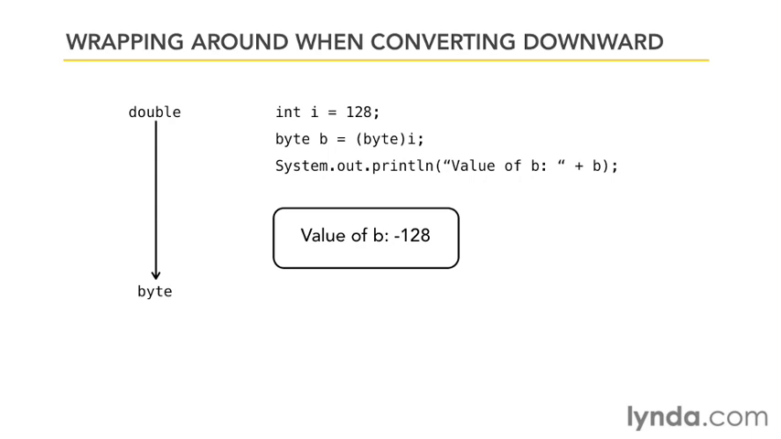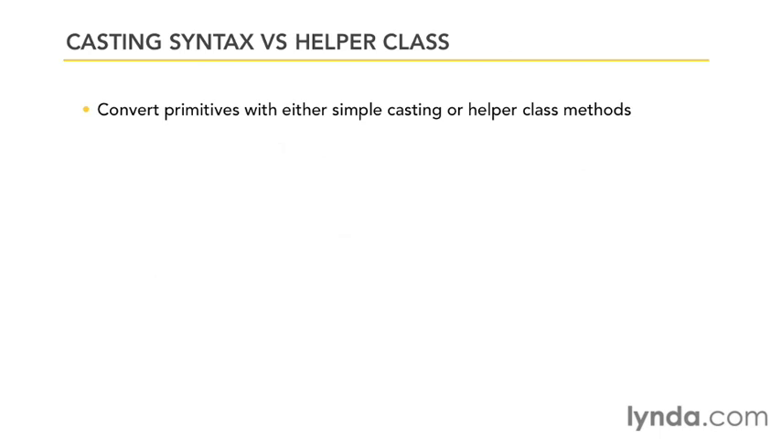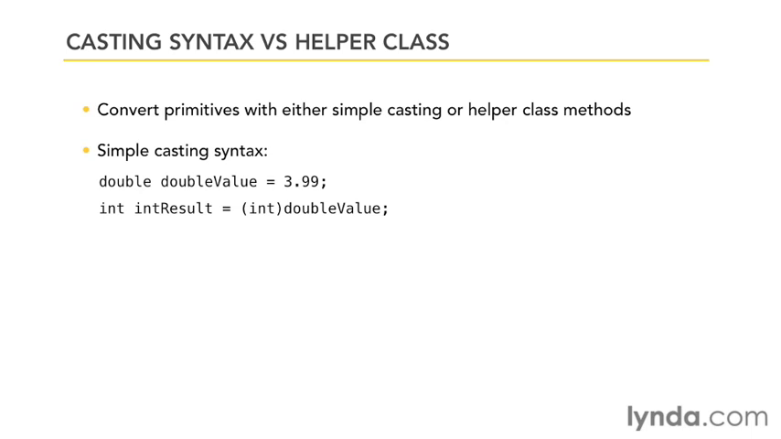You'll see this sort of conversion, this wrapping around, whenever you try to convert a value downward from one data type to another. Finally, in the discussion of converting numeric values, it's worth mentioning that there are two possible ways of doing it. When you're converting between primitive data types, you can either use this casting syntax that I've shown, or you can use those helper classes, the double class, the byte class, the integer class, and so on. The simple casting syntax uses the target data type wrapped in parentheses right before the original value.